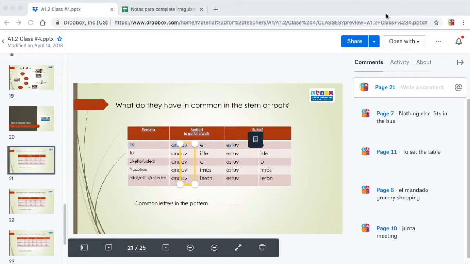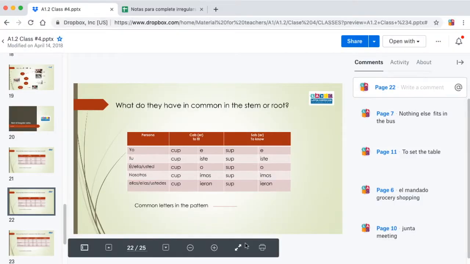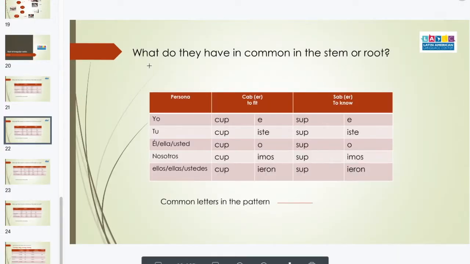Now let's focus on the other verbs. Andar has the UV in common, andar and estar, which is estuve. For example, yo estuve en la clase de español. I was in the Spanish class. What do they have in common, the stem or the root? The UV. Can you see the UV here? Very good. That's the letter they have in common.